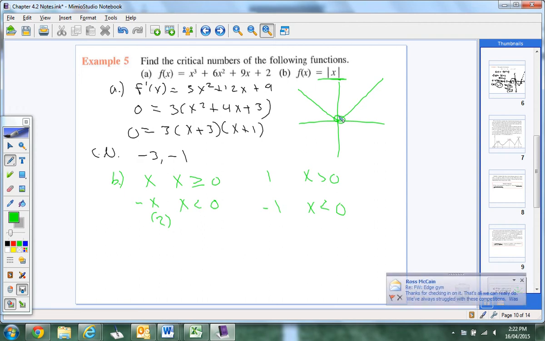Yeah, for that one, yeah. What if there were other values? We'll get to that on a different day. Okay.